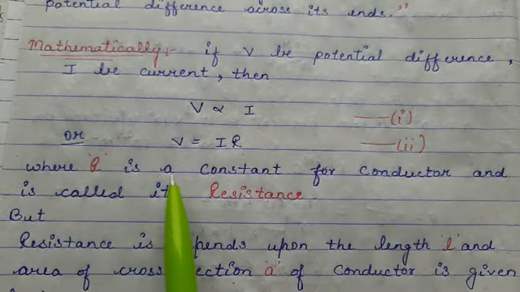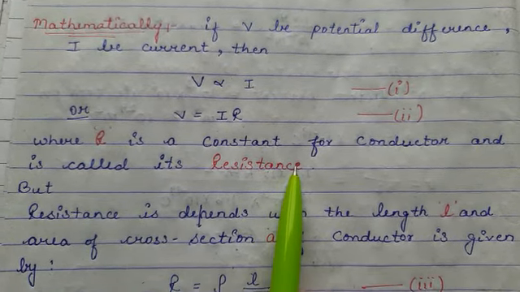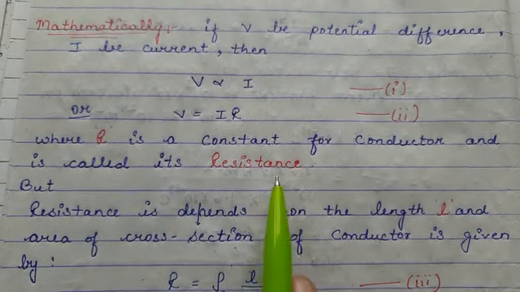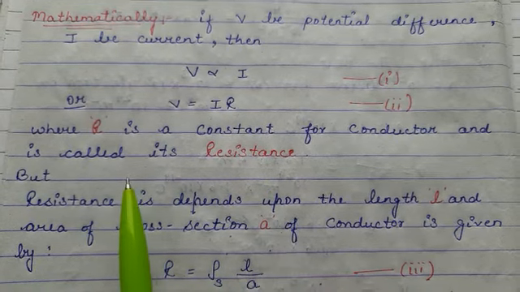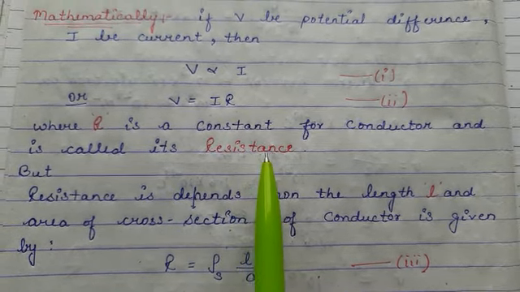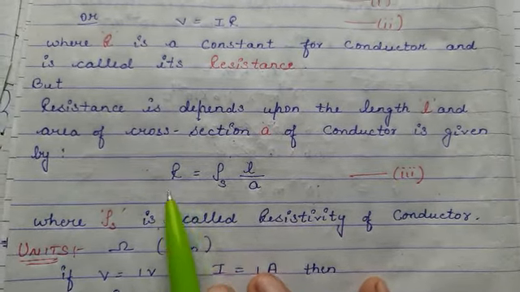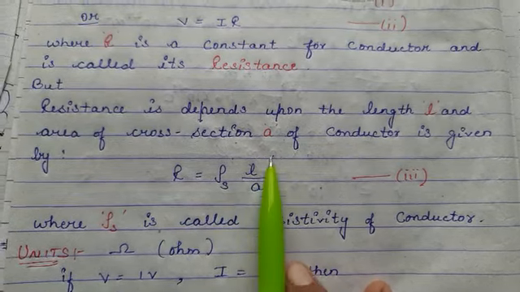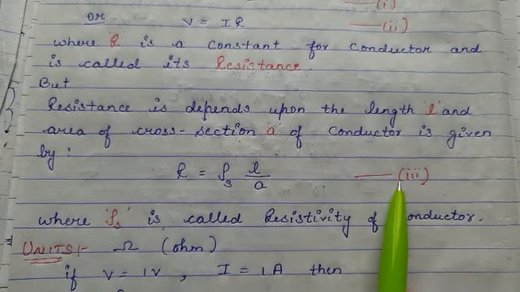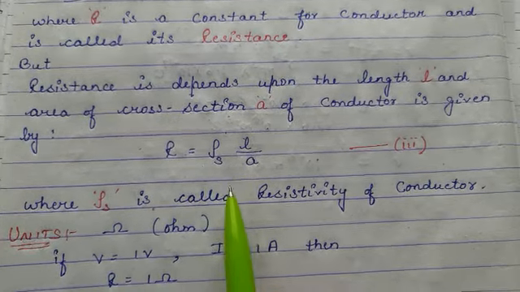Also, R is a constant for the conductor, also known as resistance. Resistance always depends upon the length L and area of cross section A of the conductor. That's why it is given as R is equal to rho L over A, equation number 3. Now rho is the resistivity of the conductor.